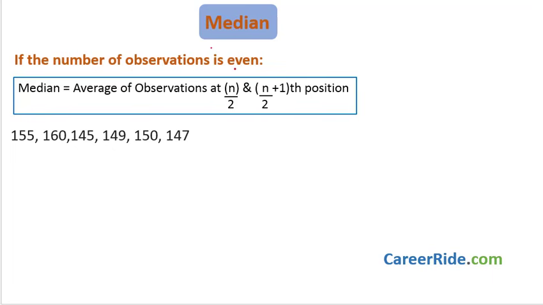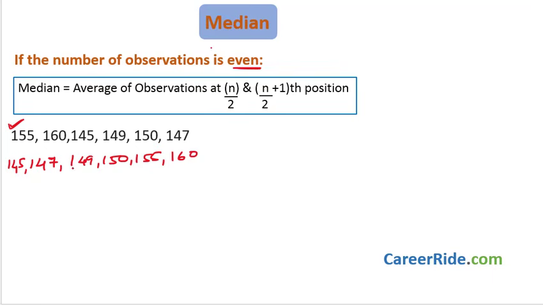Okay. Now what would happen if there were an even number of terms in the data set that is given to you? In that case, we are again going to first of all arrange the data set in the ascending order. The data set that is given to us has 6 items, but they are not arranged in any order. So let us first arrange them in an ascending order. The order would become 145, 147, then 149, 150, 155 and 160. This is what the data set would become now.